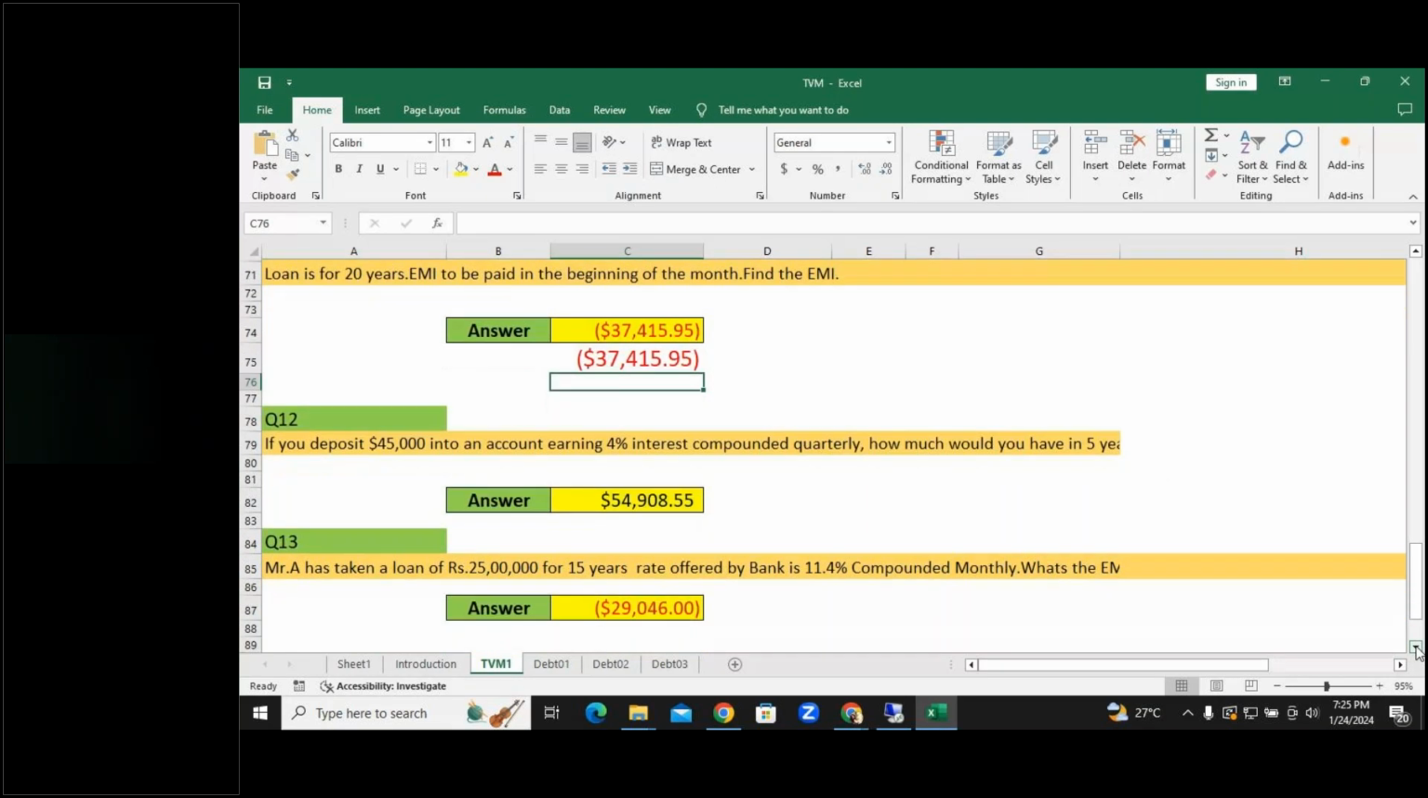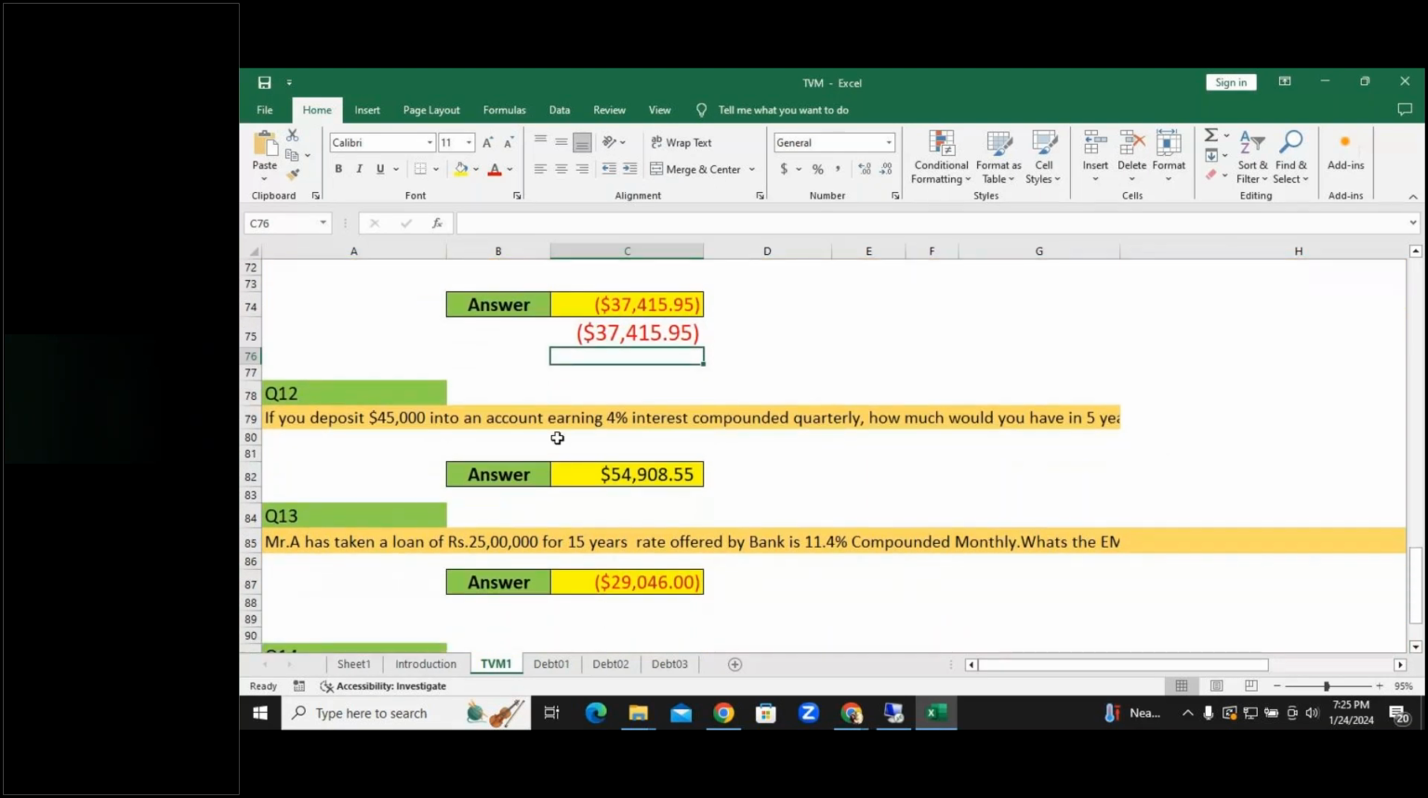If you deposit 45,000 into an account earning 4% interest compounded quarterly, how much would you have in 5 years? So here what I need to do, I need to calculate the future value. So I hope you people have understood it.